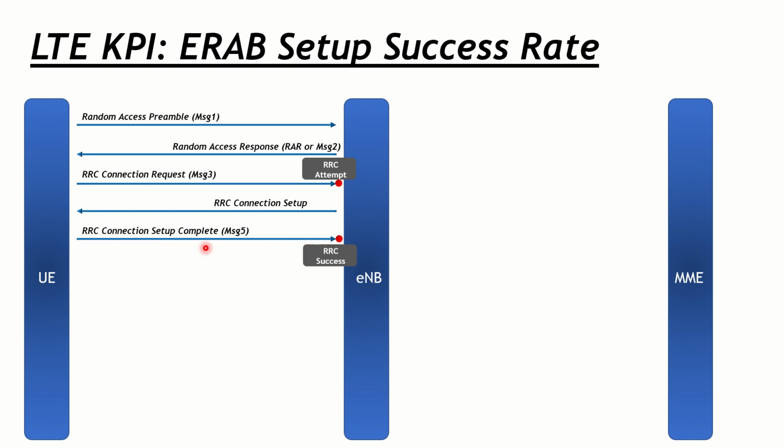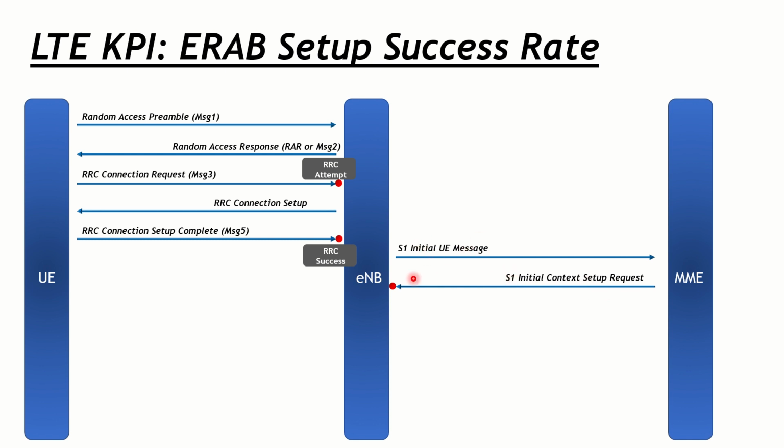This message carries the NAS PDU, the NAS part of the message, if you are using a tracking area update, for instance. Once the E node B gets that, it needs to send it to the core, and that is done with the S1 initial UE message. The MME reads this, finds out about this specific UE and what it wants, what the requirement for this UE is, and then the MME sends the S1 initial context setup request, which carries the context and the response to the UE's initial request. Once the E node B gets this, at this point the E node B pegs ERAB attempt.